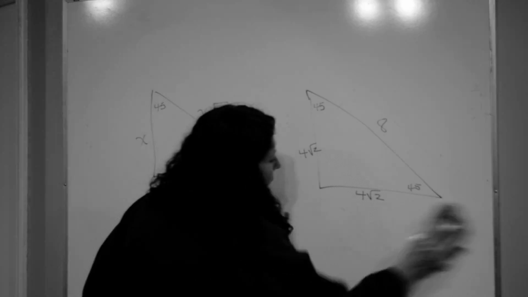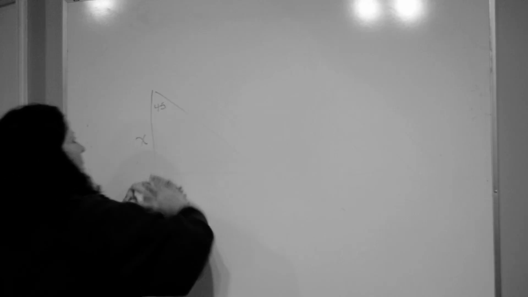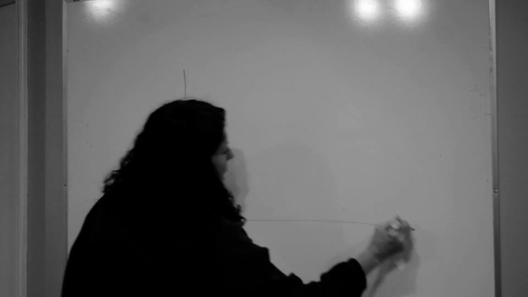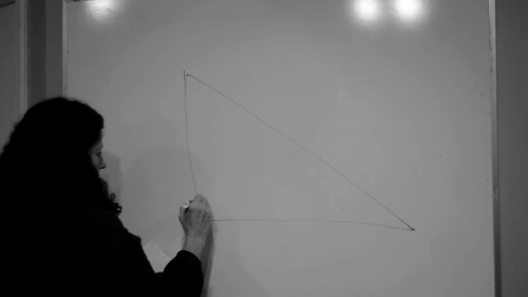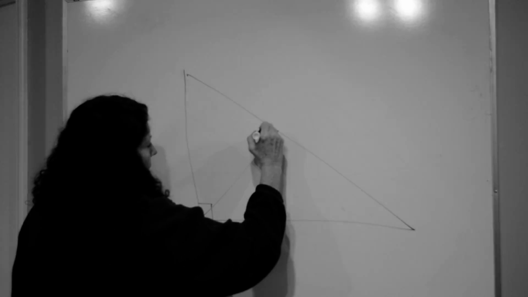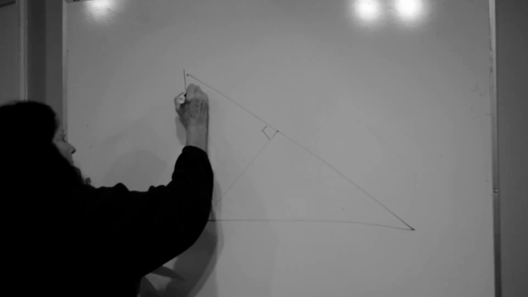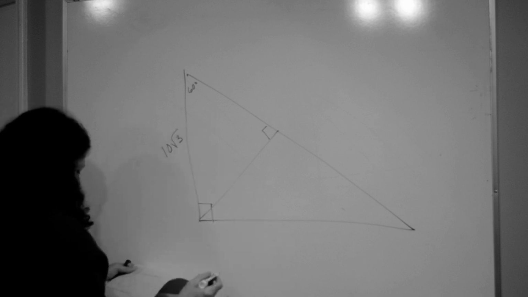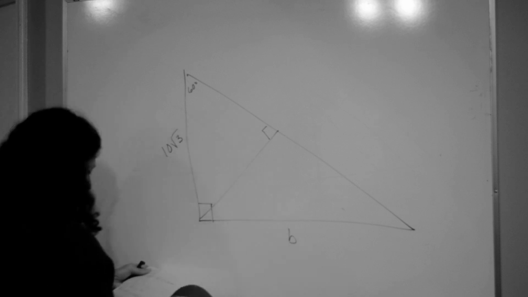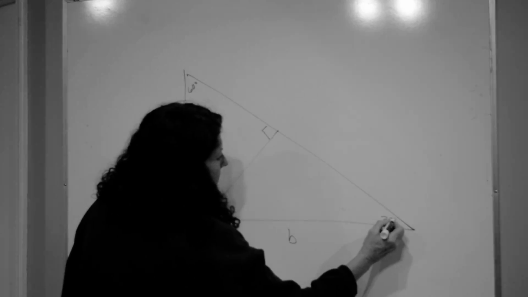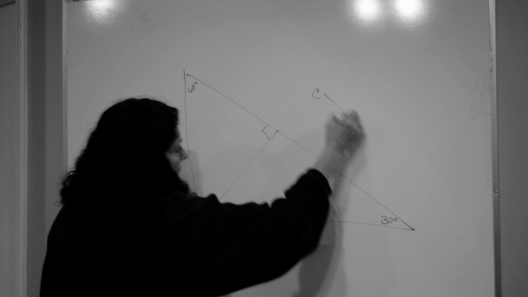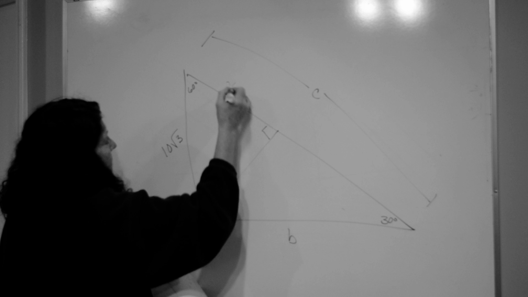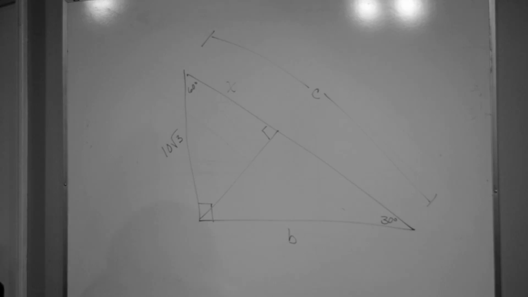Sometimes it looks a little bit more complicated than this, so let's do a more complicated one. Got a lot going on in one problem. You basically have several triangles. This is a 60. This is going to be 10 square root of 3. This is going to be a b that I'm trying to solve for. This is 30. And the whole thing across here is going to be c. And this right here is going to be x. So I want to solve for all of my unknowns.